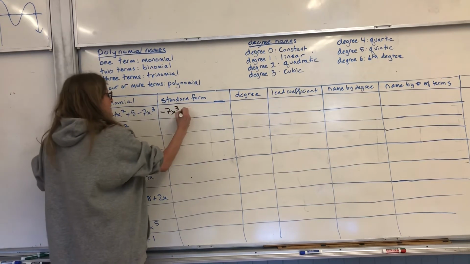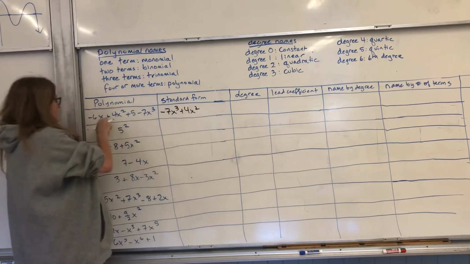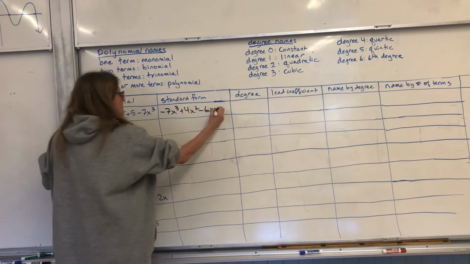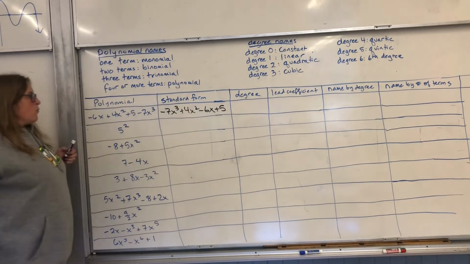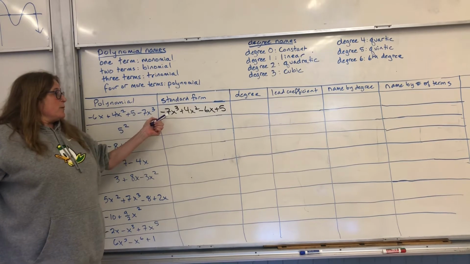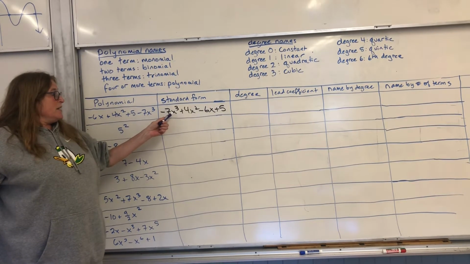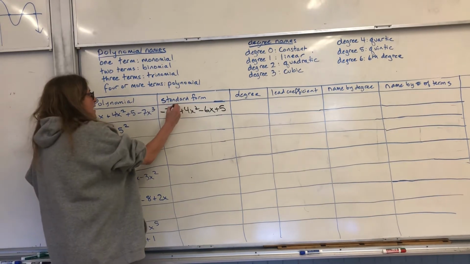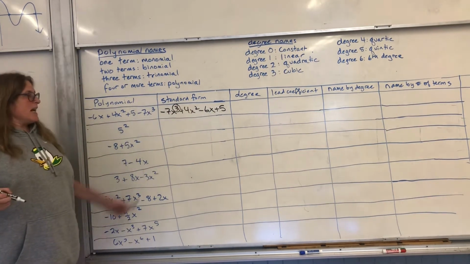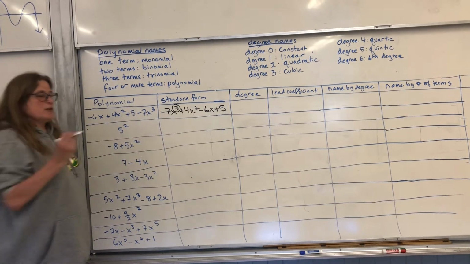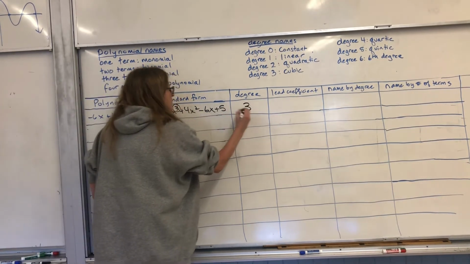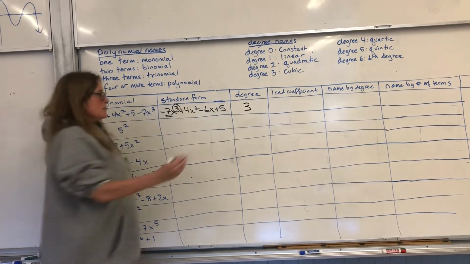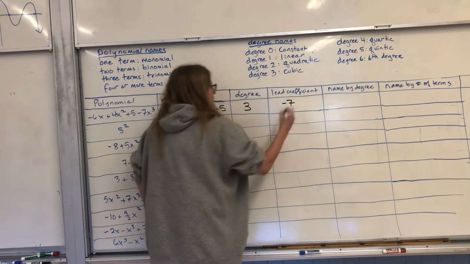Then x to the second. Then x. And then plus 5. Now, one of the great things about why we put it in standard form is it's really easy to see the degree and the lead coefficient. So once I have them in order, the degree is going to be the highest exponent here, right? That's the lead term. So that degree is the one that wins, right? And the lead coefficient is the number in front of that lead term. So in this case, that's -7.